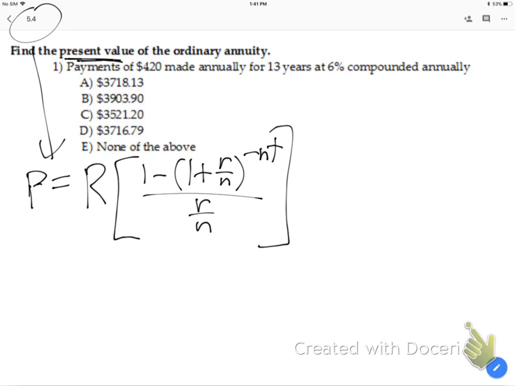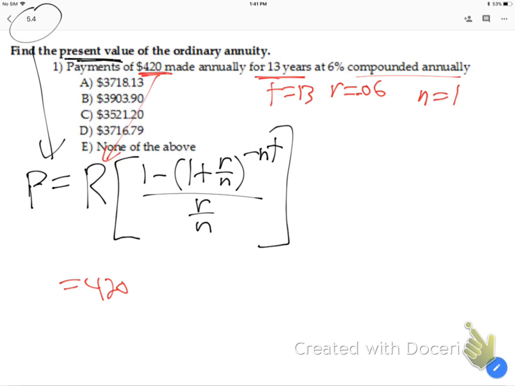All right, so then it's just a matter of using that thing. And all the rest of the stuff is pretty much the same. You know, payments 420. Where do the payments go? Right there, put it in for R. 13 years, that's your T. 6%, you know that's your R. Compounded annually, what does that mean? N is 1. So let's plug everything in.